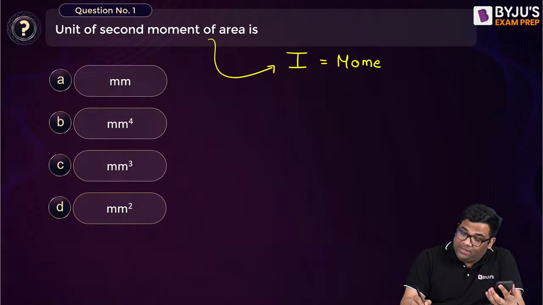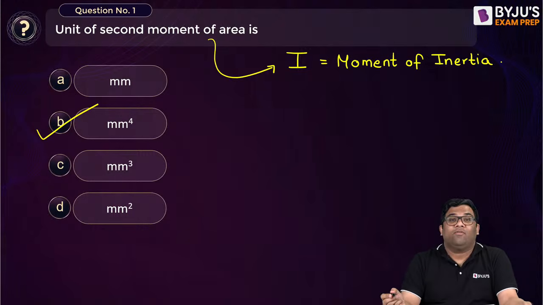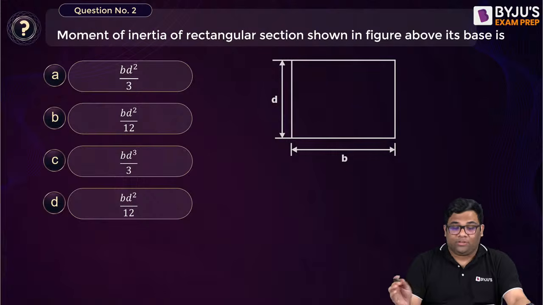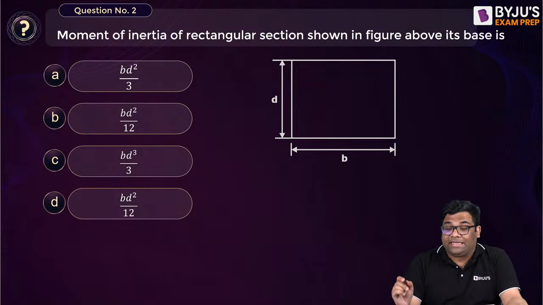The second moment of area is nothing but what? The moment of inertia. And moment of inertia has the unit of what? Dimension to the power 4. So mm to the power 4. Very good. Next question.